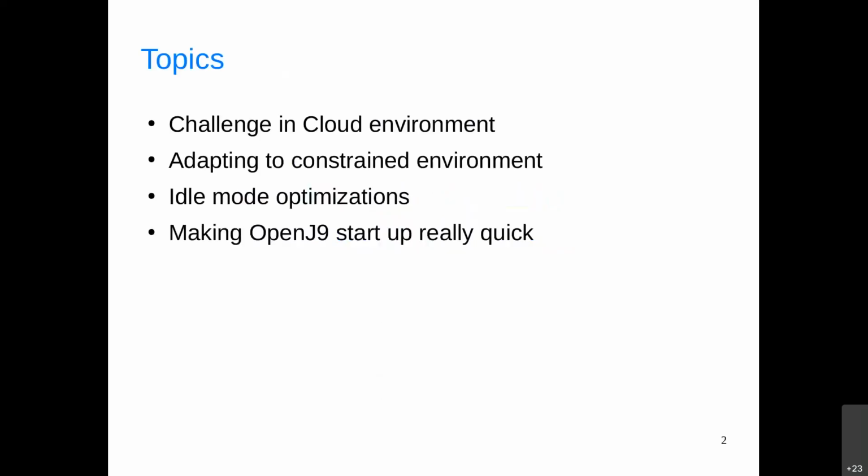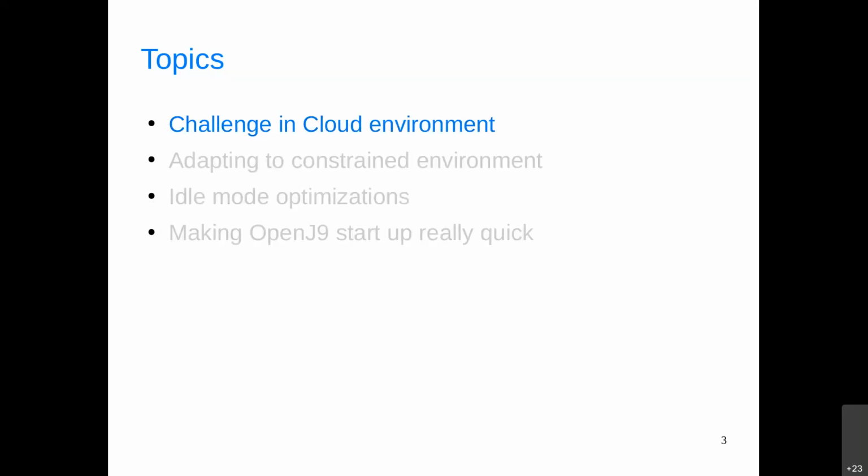So let's begin with the list of topics that I'll be talking through today. We'll first look at some of the challenges that the cloud environment presents for runtime systems, and then we'll look at how OpenJ9 is handling these challenges, like adapting to the constrained environment, the tuning it performs in the idle mode, and some of the effort that we are spending to improve the startup time of OpenJ9.